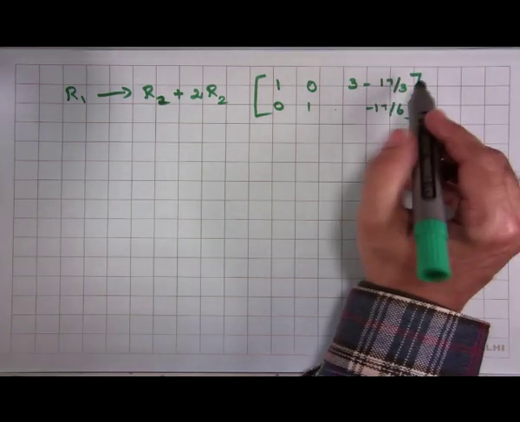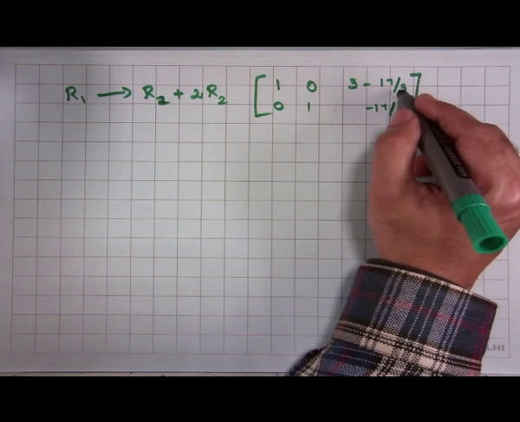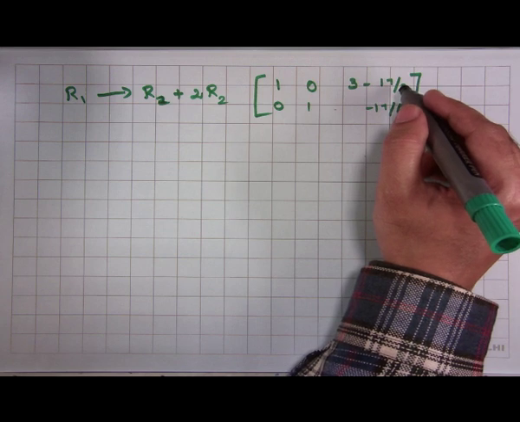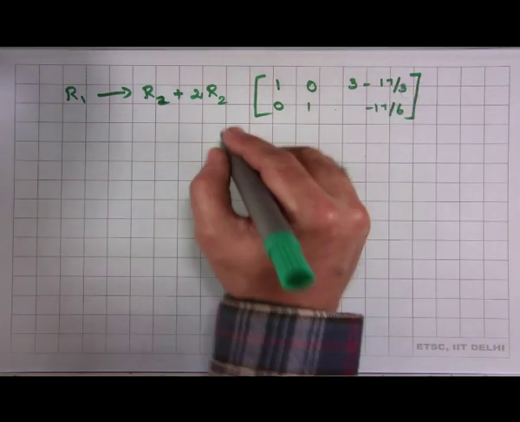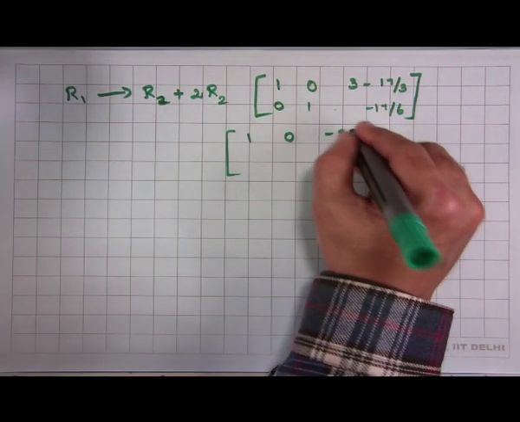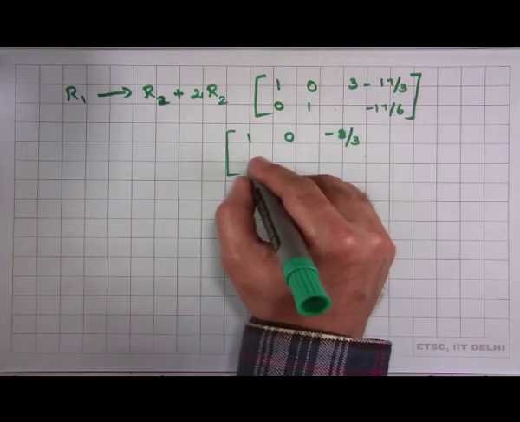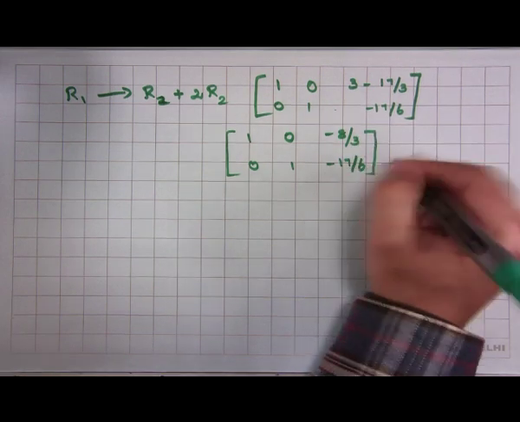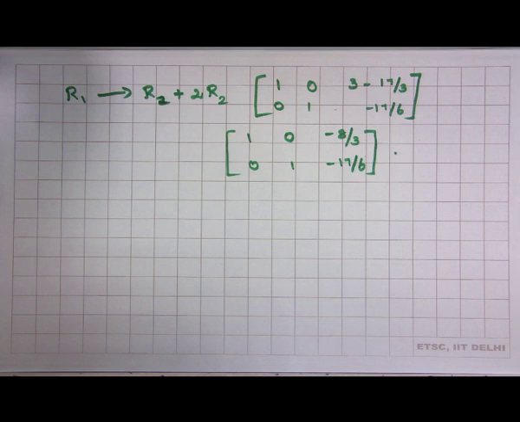What is 3 minus 17/3? That is 9 minus 17 over 3. 9 minus 17 is -8, so minus 8. This will end up with 1, 0, -8/3, and 0, 1, -17/6. This is the final row reduced echelon matrix.